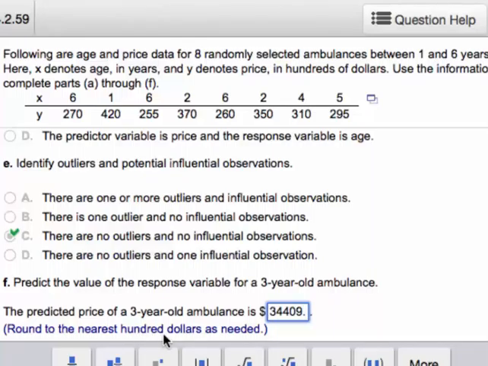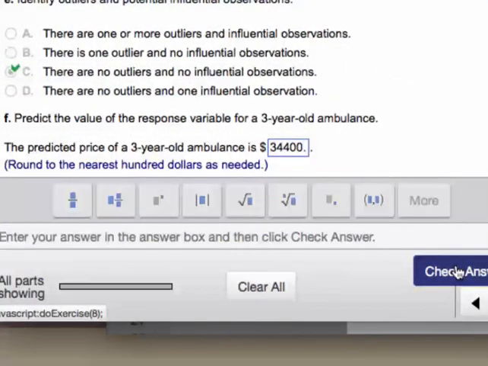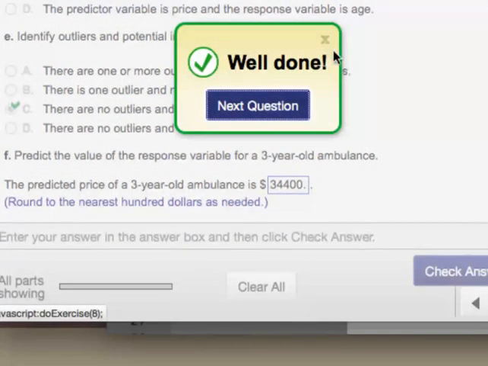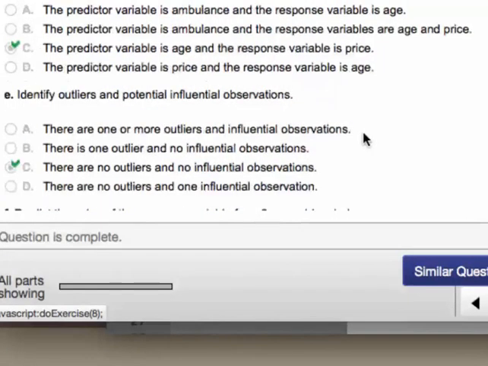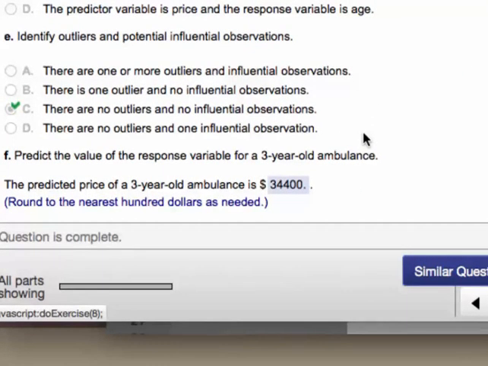But round to the nearest $100. So rounding to the nearest $100 would be 3400. That's a little tricky because you've got two things going on there. You have to realize that these ambulances are in hundreds, so you have to multiply by 100. But then they're telling you to round to the nearest $100. So I think it's 34,400, because that's to the nearest 100. So there's kind of two things you have to deal with in that last question that might have been a little tricky. Does that make sense?